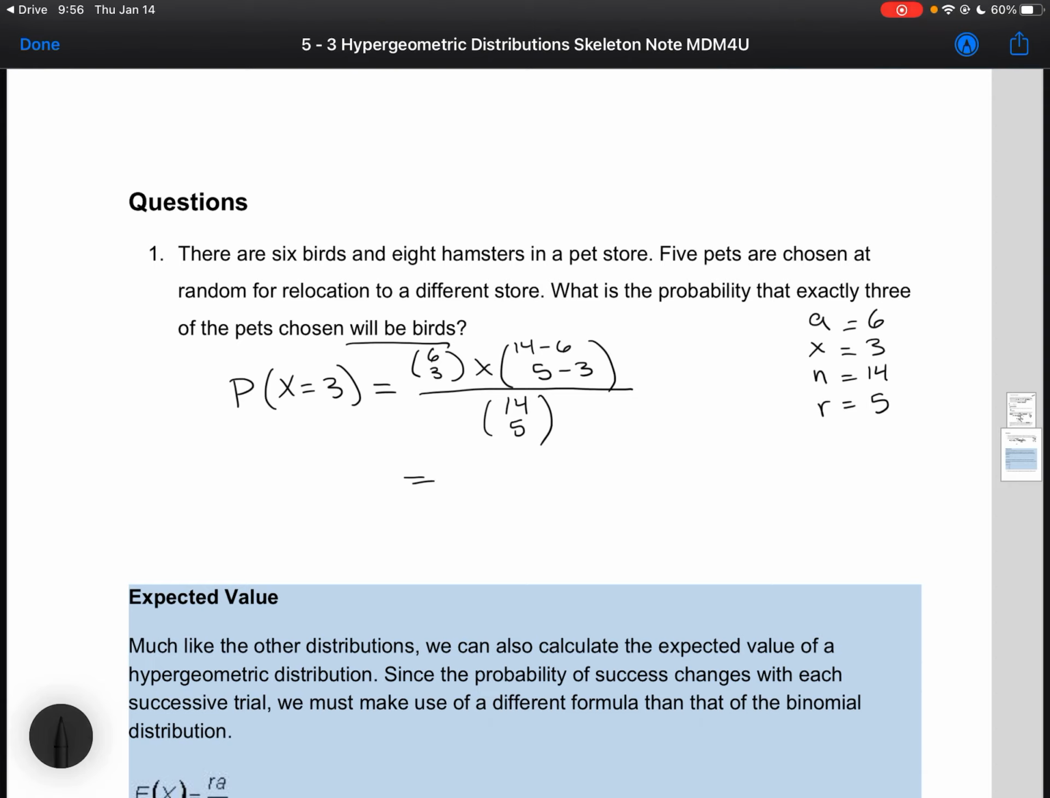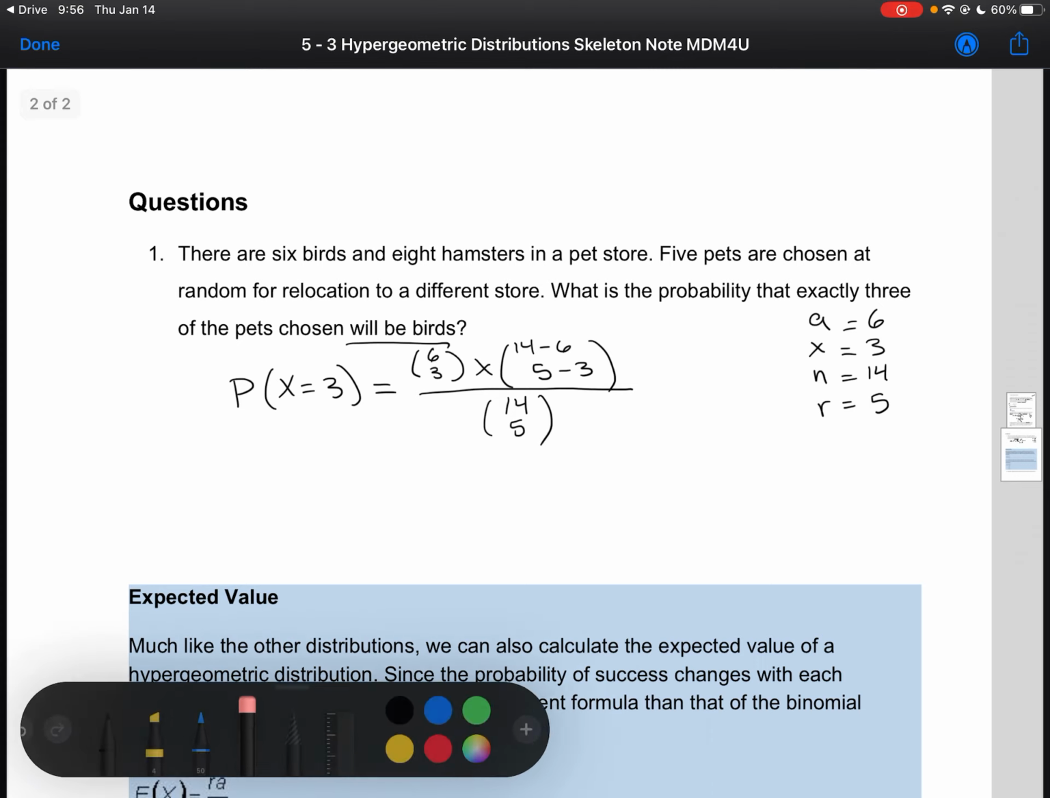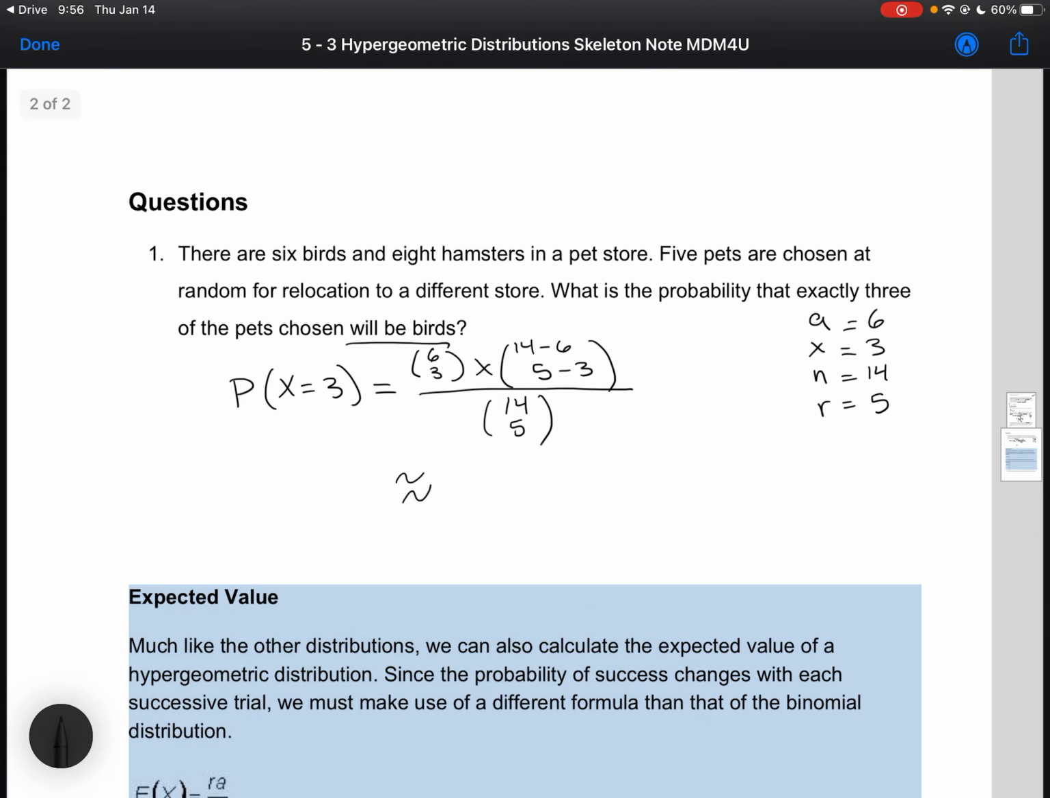Evaluating that all out and using my calculator gives me approximately 0.2797, or about 28%. I would encourage you to do it on your calculator to make sure that you are able to use the choose function appropriately. I'm just going to fill in one more row here. We'd have 8 choose 2 over 14 choose 5.